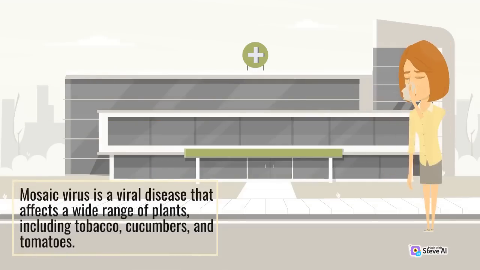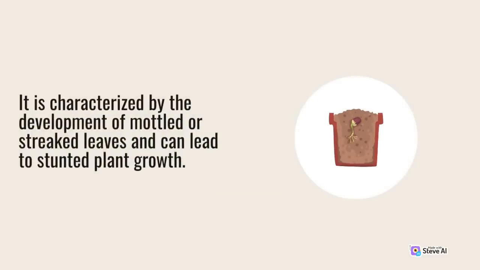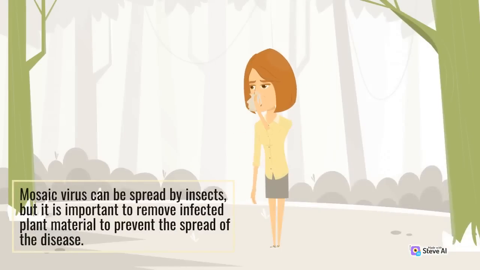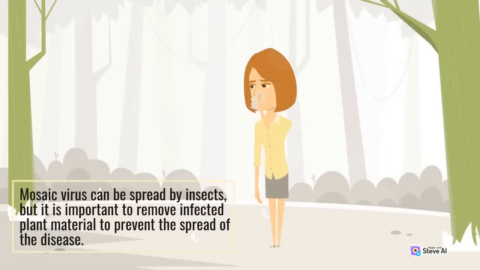Mosaic virus is a viral disease that affects a wide range of plants, including tobacco, cucumbers, and tomatoes. It is characterized by the development of mottled or streaked leaves and can lead to stunted plant growth. Mosaic virus can be spread by insects, but it is important to remove infected plant material to prevent the spread of the disease.